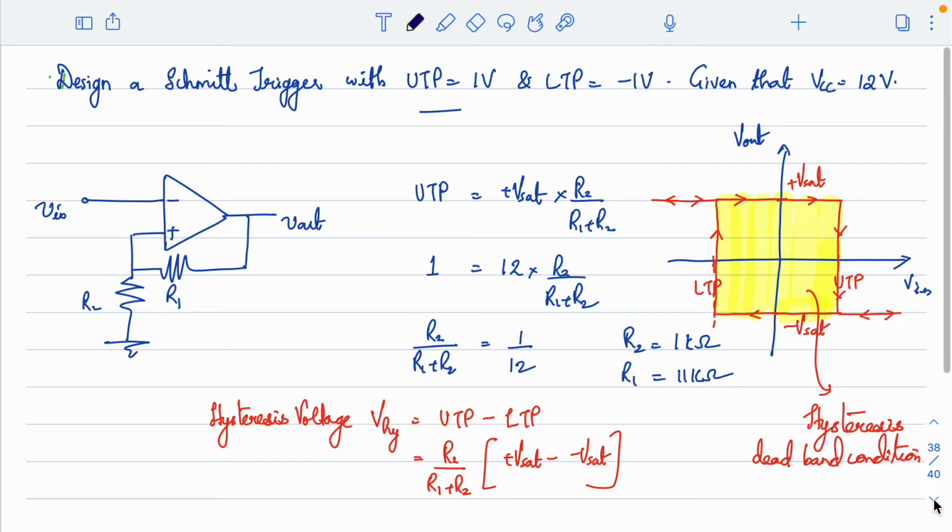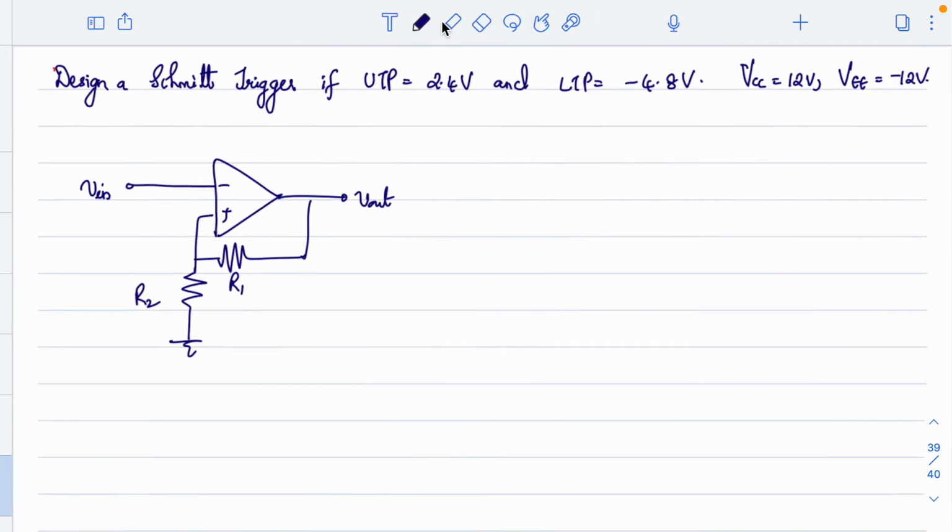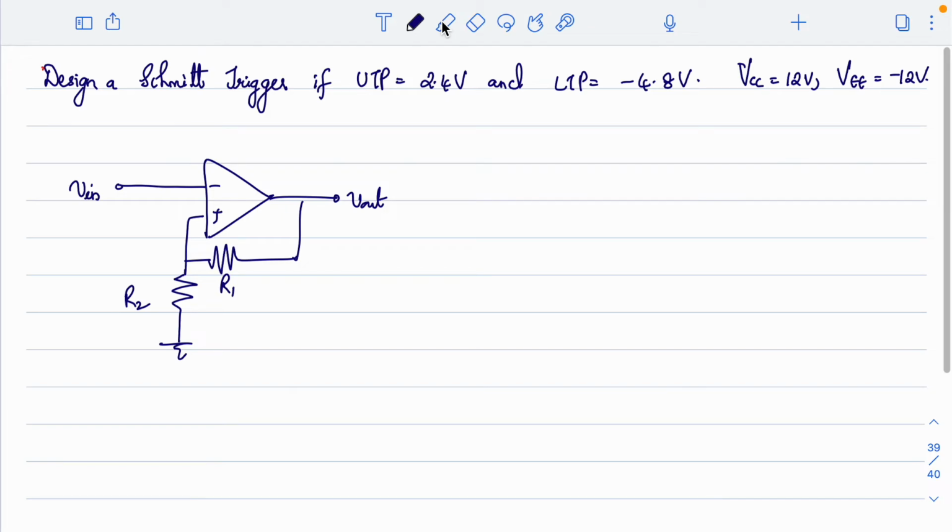Now, what to do for this condition? This is the requirement. We have to design a Schmitt trigger with a UTP of 2.4 and LTP of minus 4.8. So how will you design this? One thing is sure, with a single path like this, it is difficult to have two threshold points. The reason is the output can be only in two conditions, either plus Vsat or minus Vsat. If the output is at plus Vsat, the threshold point becomes UTP. If the output is minus Vsat, the threshold point becomes LTP.